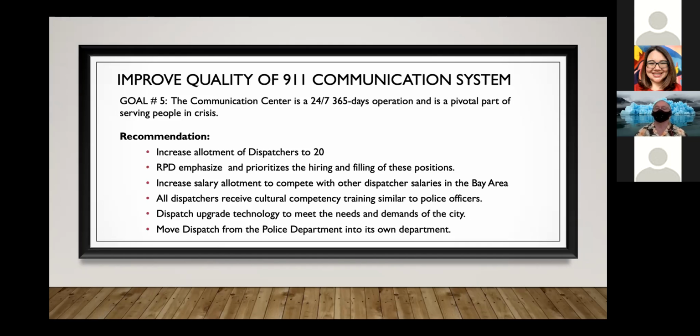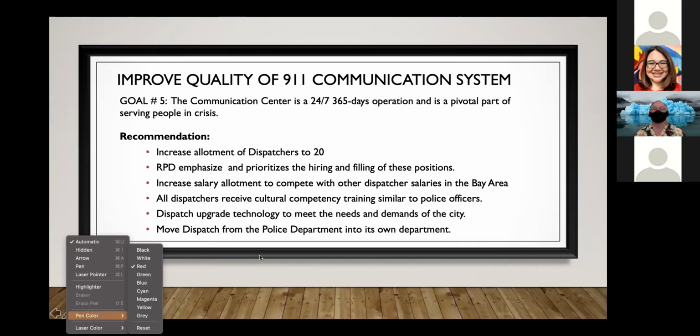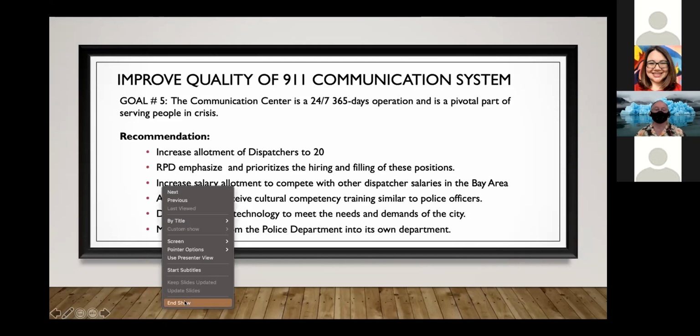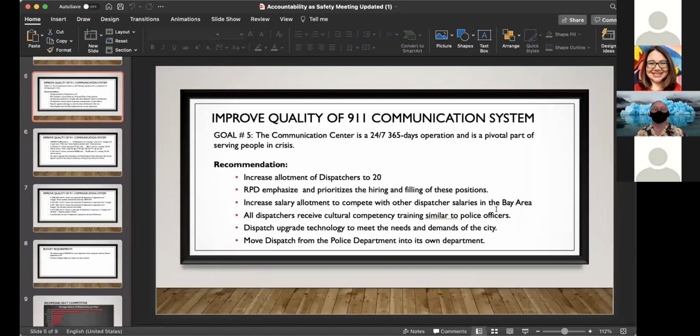So I'll make a couple of recommendations to slightly modify the bullet points to make it a little more palatable to some folks. Technically speaking, all hiring within the city is done through the City Human Resources Department. That's where it all starts. So under bullet point number 1, I may suggest that we change that to say that the city authorize the increase to the allotment of dispatchers to 20. And under bullet point number 2, that the city of Richmond emphasize and prioritize the hiring and filling of these positions with an additional emphasis on bilingual applicants.